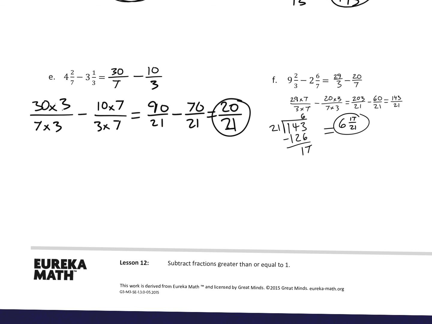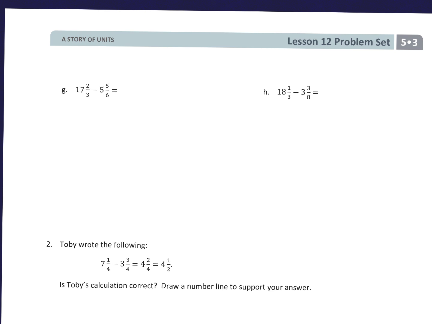And here we got the answers for E and F. We got 20 twenty-firsts. And we got 6 and 17 twenty-firsts. If you didn't get it right, check your work, see what I did, see what you did. And if you're still not sure how you got it wrong, then come and check with Mr. Cooper. If you got it right, go ahead and kiss your brain. Okay, so we got G and H. Go ahead and try to do these by yourself. And then we'll talk about the answers, and I'll have them pop up in 3, 2, 1.